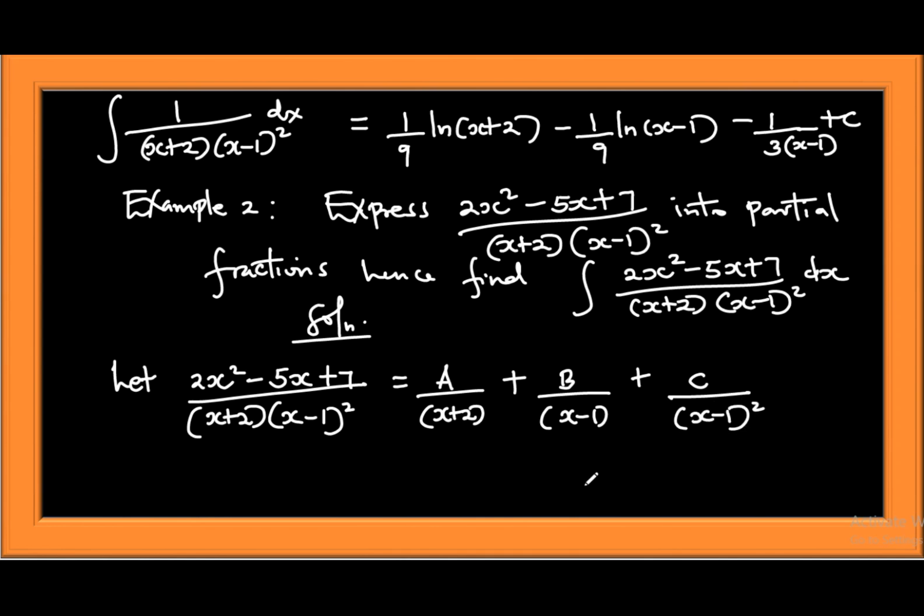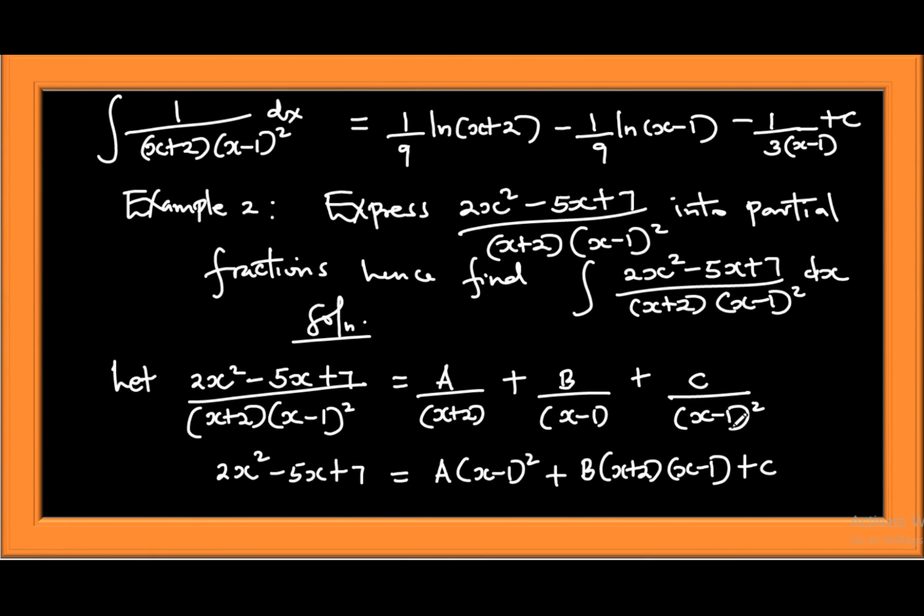From this, again, we realize the LCM of the right-hand side is the same as the denominator of the left-hand side. And therefore, mathematically, they cancel out, leaving us with 2x squared minus 5x plus 7 is equal to a into brackets. Now we get the LCM divided by (x plus 2), which gives us (x minus 1) but squared, plus b, we again get the LCM divided by (x minus 1), which gives us (x plus 2) into brackets (x minus 1). And then plus c, get the LCM divided by (x minus 1) squared, you will end up with (x plus 2).